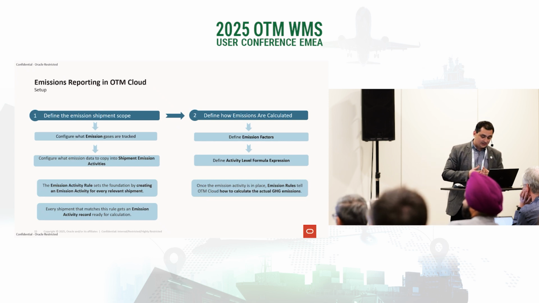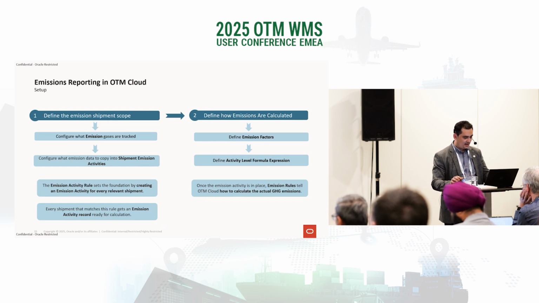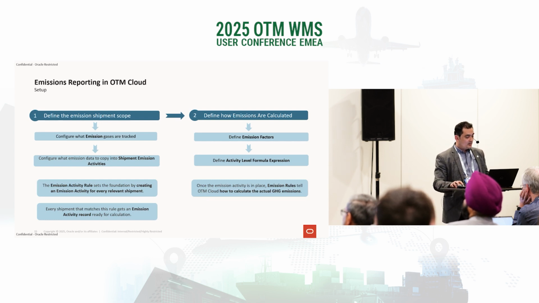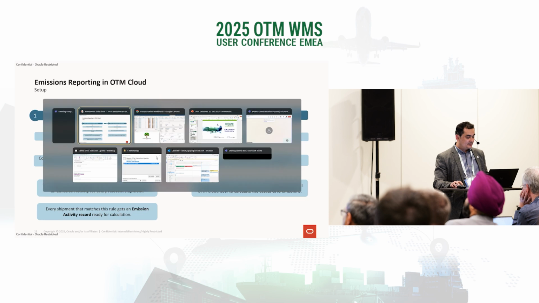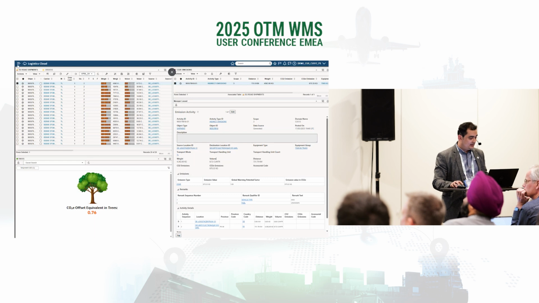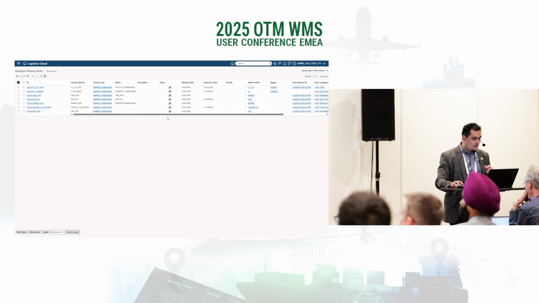Okay, so now I'll go back into the system and have a look at how we defined this for this demo data set. So as told, the first thing we will define is emission activity rules. I have a list of different rules for mode. I will take the one that is truckload for Europe.